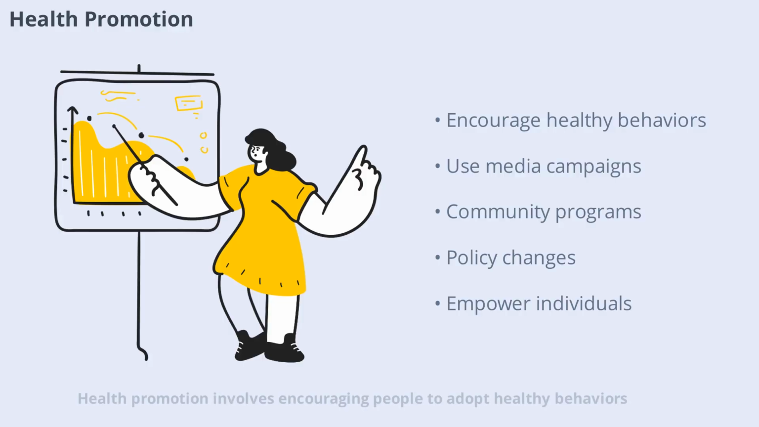Health promotion involves encouraging people to adopt healthy behaviors, such as eating well, exercising, and avoiding tobacco. Public health campaigns use media, community programs, and policy changes to make healthy choices easier. By addressing the social and environmental factors that influence health, promotion efforts help prevent disease and improve overall well-being. Health promotion is a proactive approach, empowering individuals and communities to take charge of their health.